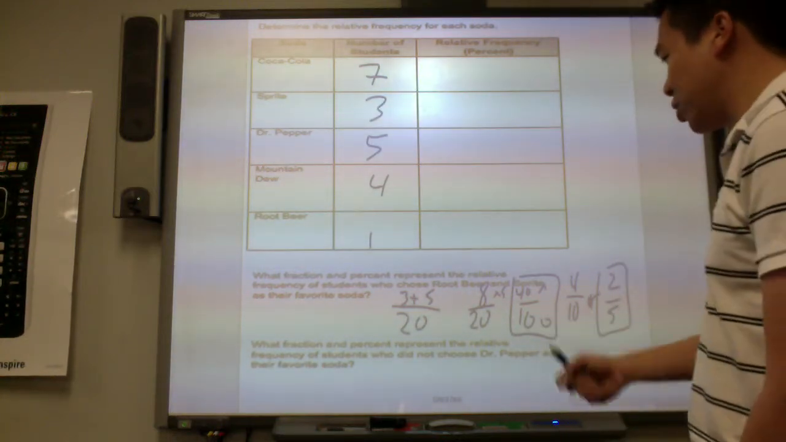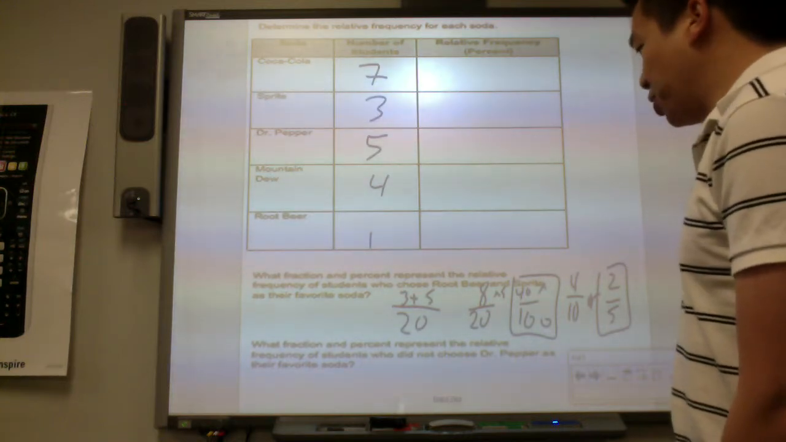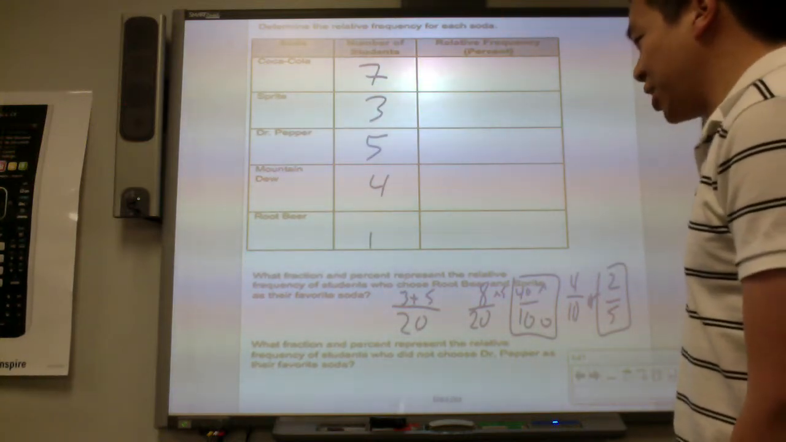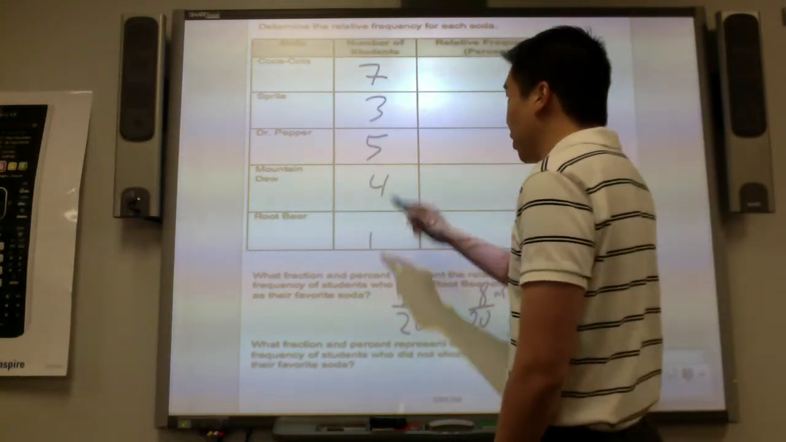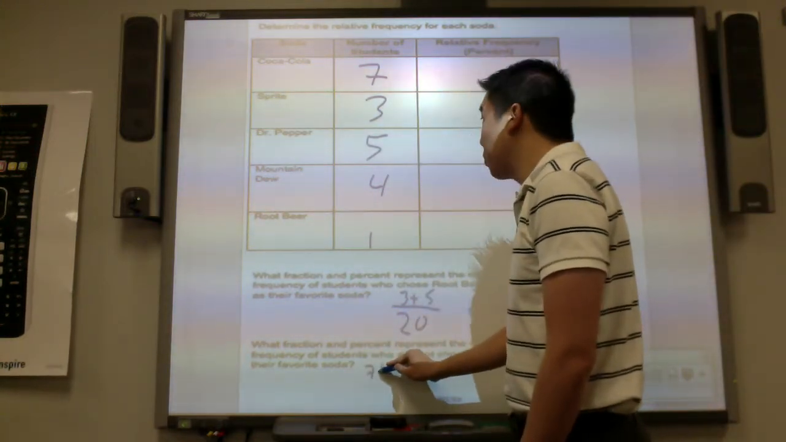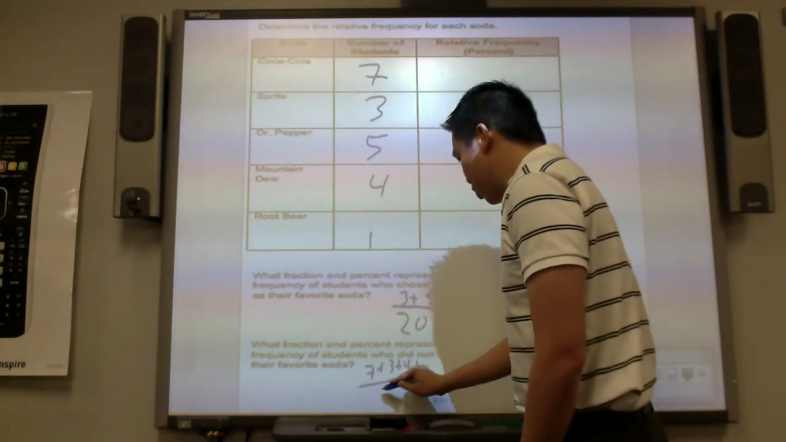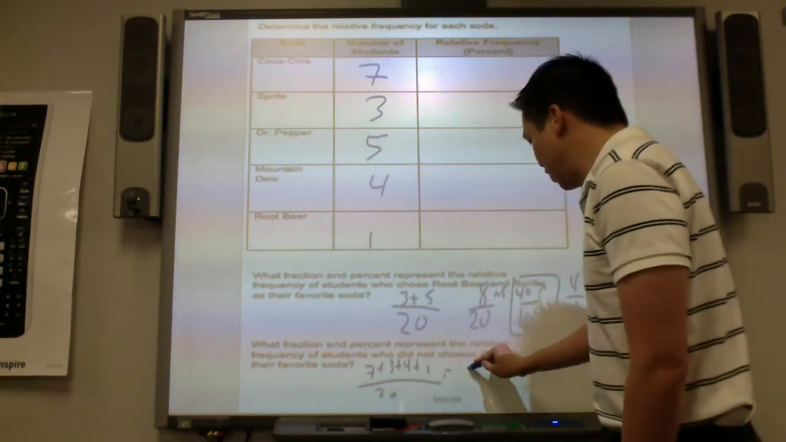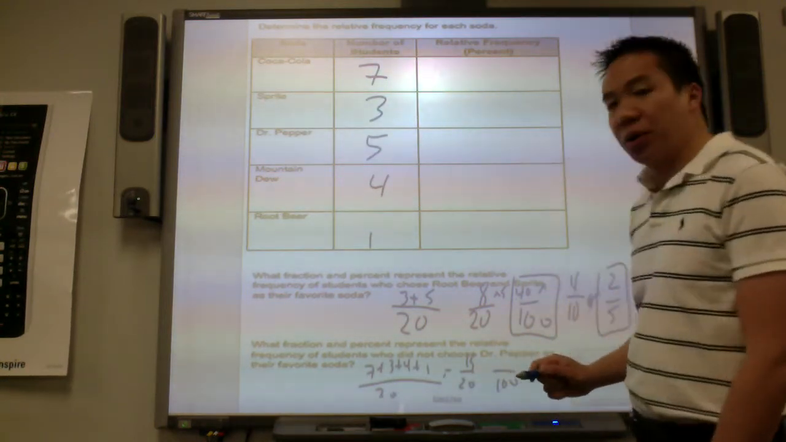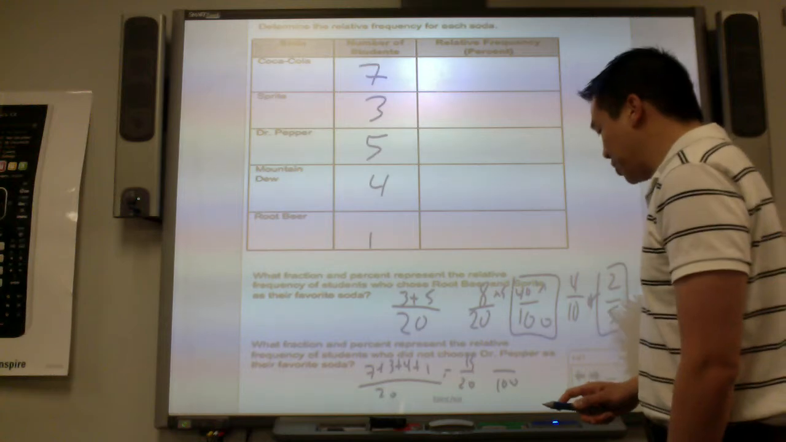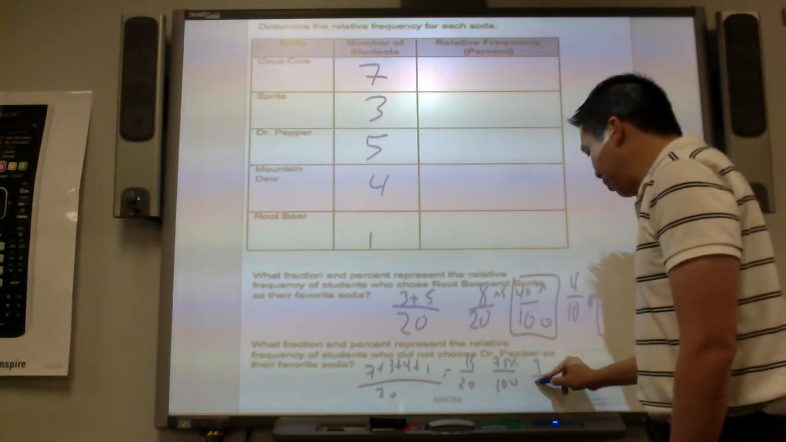The next question was: what fraction and percent represent the relative frequency of students who did not choose Dr. Pepper? So 7 people did not choose Dr. Pepper, plus 3, plus 4, plus 1, out of 20. If you add this up, that's 15/20. But then I wanted to find a percentage. Can you build this up to 100%? Times 5. So it's 75% or 3/4.